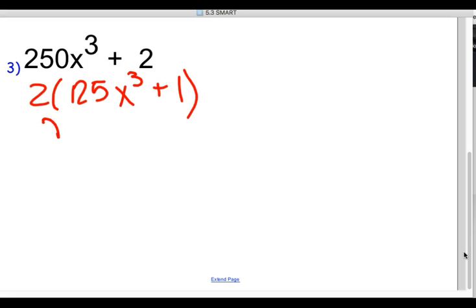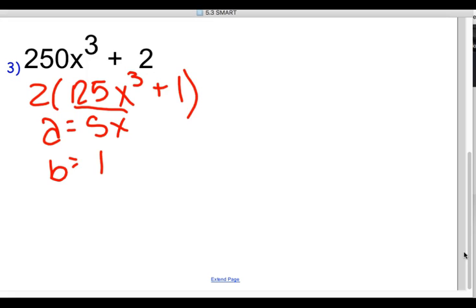Yes. Good. Label your A and your B. So A is where that piece comes from. Where would 125 come from? 5. Where would x cubed come from? X. Where would 125x cubed come from? 5x. So if you have a number and a variable, just take them piece by piece. Where does a 1 come from? 1. 1 cubed is 1.